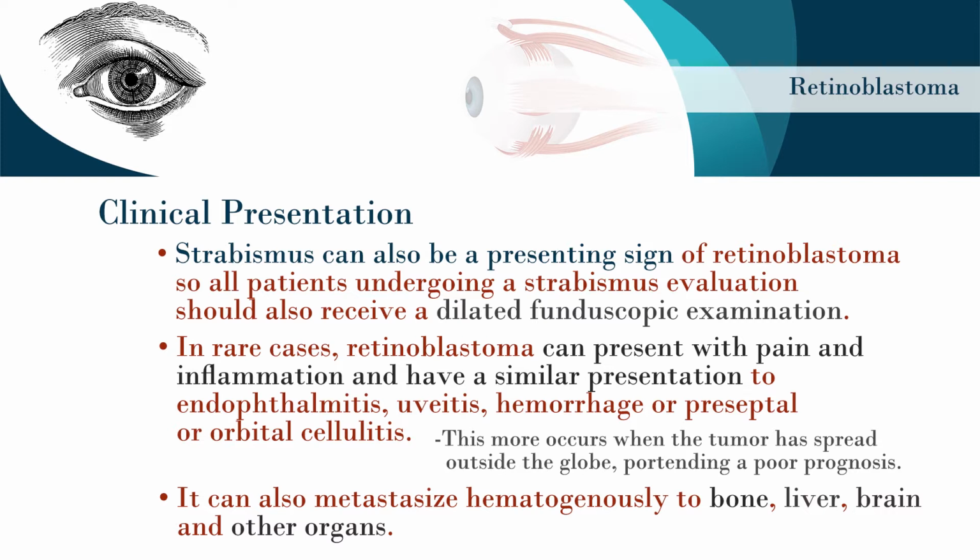Strabismus can also be a presenting sign of retinoblastoma, so all patients undergoing a strabismus evaluation should also receive a dilated fundoscopic examination. In rare cases, retinoblastoma can present with pain and inflammation and have a similar presentation to endophthalmitis, uveitis, hemorrhage, preseptal or orbital cellulitis. This more often occurs when the tumor has spread outside the globe, portending poor prognosis. Retinoblastoma can demonstrate local spread along the optic nerve directly into the orbit and can also metastasize hematogenously to bone, liver, brain and other organs of the body.